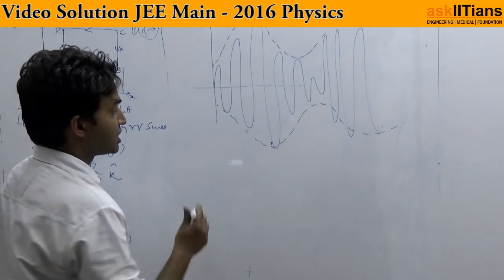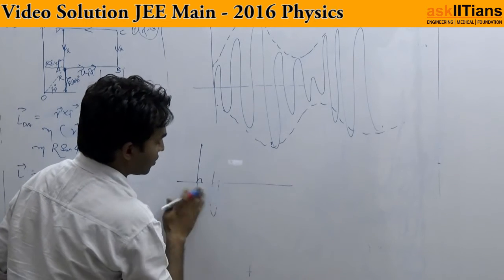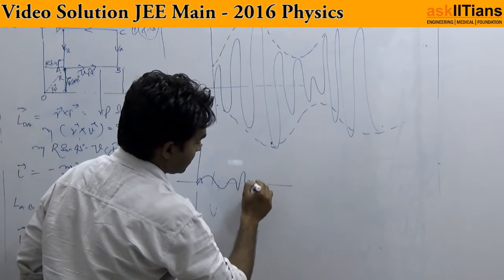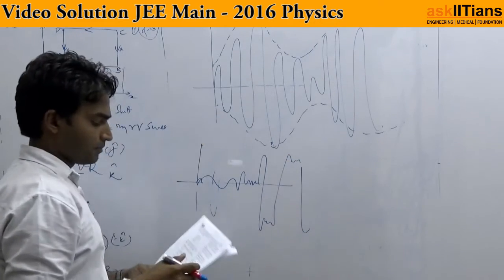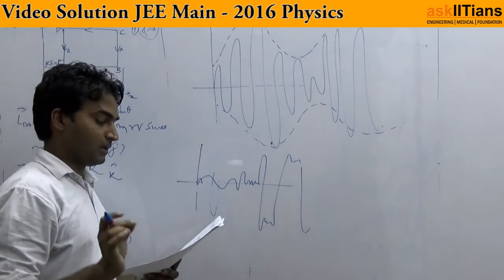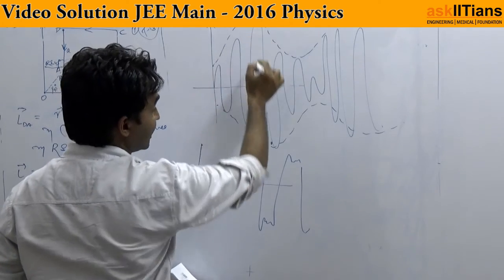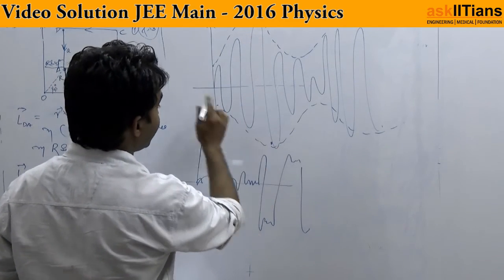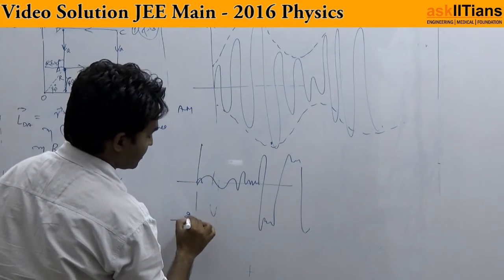But in case of frequency modulation, like this, it can be of different. So of course options 1, 3 and 4 are wrong, and the only correct option is that amplitude is getting varied with the frequency in amplitude modulation. Hence option 2 is the correct choice.